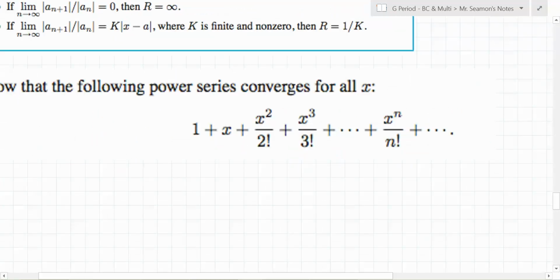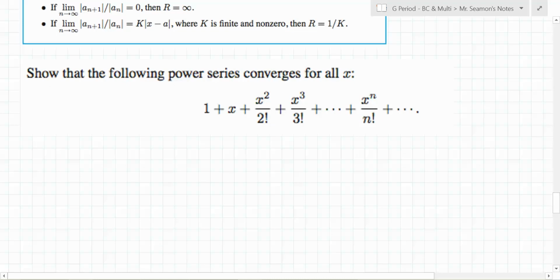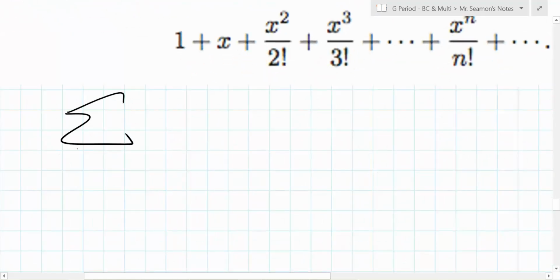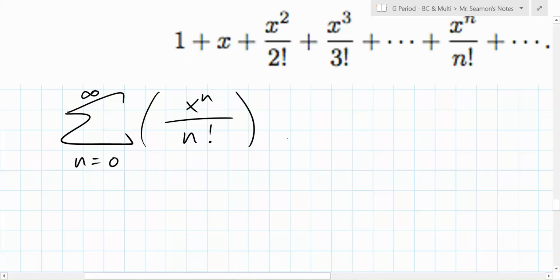So if we want to start in the general sense, what do we not have right now for this one? Find me the formula right now. Okay, anybody have a formula for me? Summation of what? N equals 0 to infinity, yep. X to the n over n factorial. So does this work? If n equals 0, x to the 0 is 1. 0 factorial is 1. You're very good. So we do get the first one.